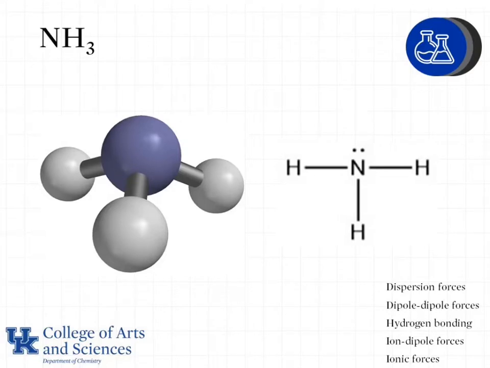Next, we'll look at NH3. This is a polar molecule, so we will have dispersion forces and dipole-dipole forces. When we look at our definition of hydrogen bonding, we need a hydrogen attached to a fluorine, oxygen, or nitrogen and attracted to the fluorine, oxygen, or nitrogen on another molecule. Whenever we have a sample of a substance, we always know that there are multiple molecules of that same substance present. As a result, we meet the definition of hydrogen bonding for NH3. No ions, so no ion dipole or ionic forces.